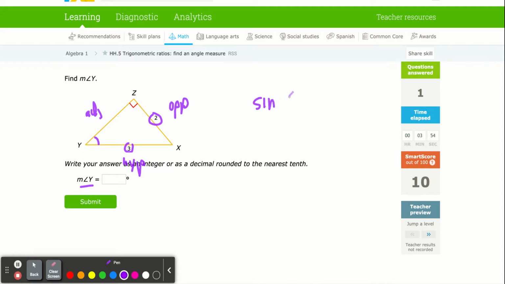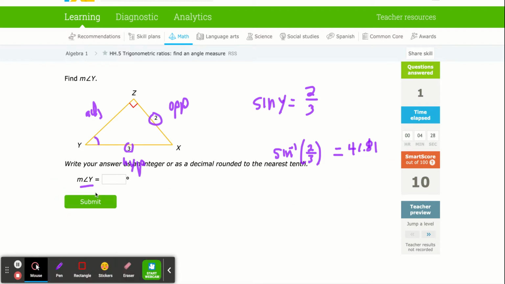The sine of angle Y is equal to the opposite side, which is 2, divided by the hypotenuse, which is 3. So now I take the inverse sine of 2/3, and I find out I have an angle measure of 41.81, which if I round to the nearest tenth, it's 41.8.